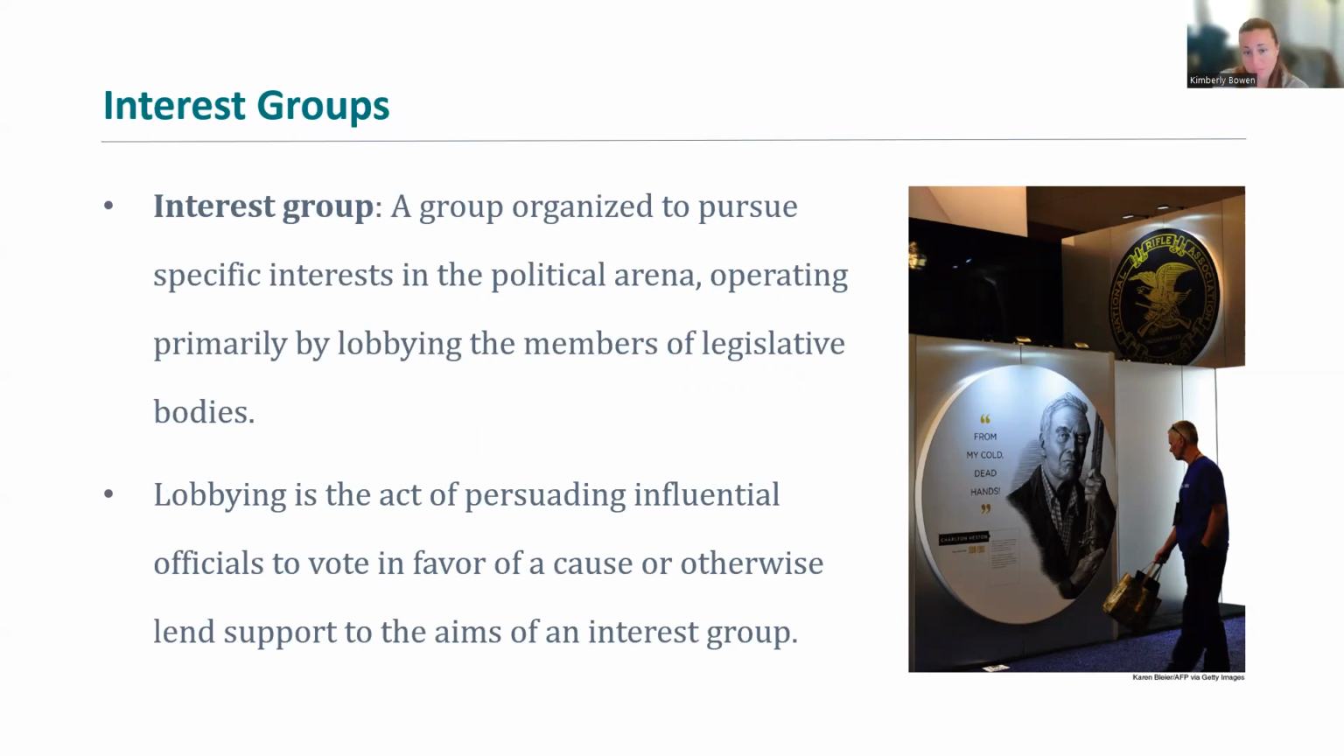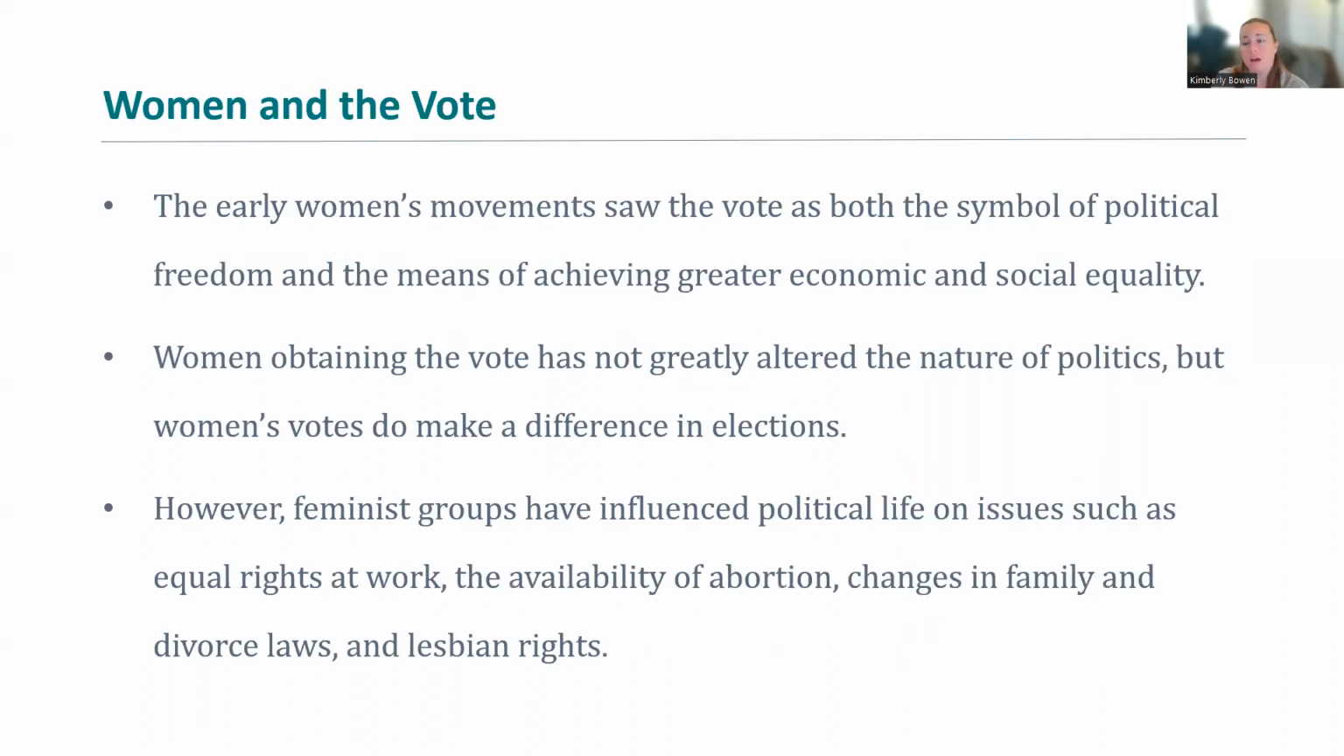Interest groups are groups organized to pursue specific interests in the political arena, operating primarily by lobbying members of legislative bodies. Lobbying is the act of persuading individuals to vote in favor of a cause or otherwise lend support to the aims of an interest group, right? So you're going to have people that go in and lobby to get laws and changes made to laws that affect the way they operate, maybe business, in the way they operate a social justice movement, in the way that they operate whatever it is that they're lobbying in the name of.